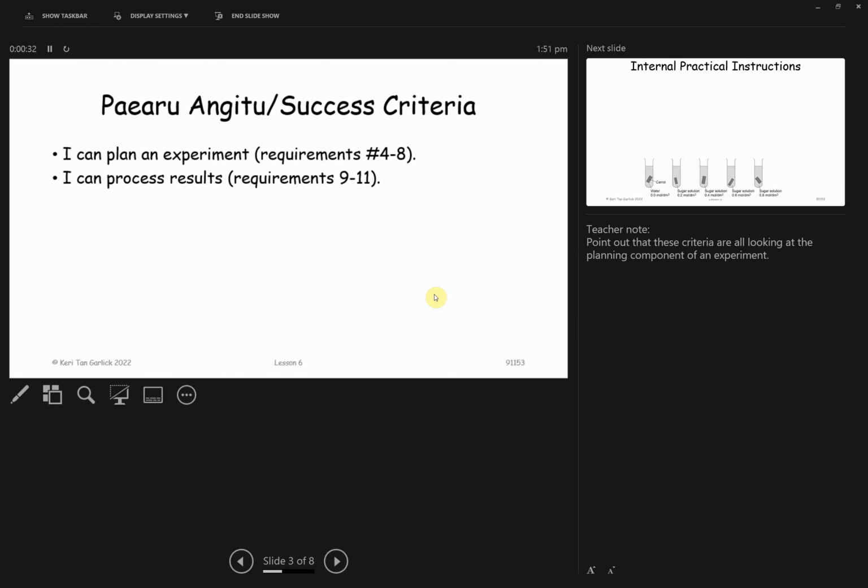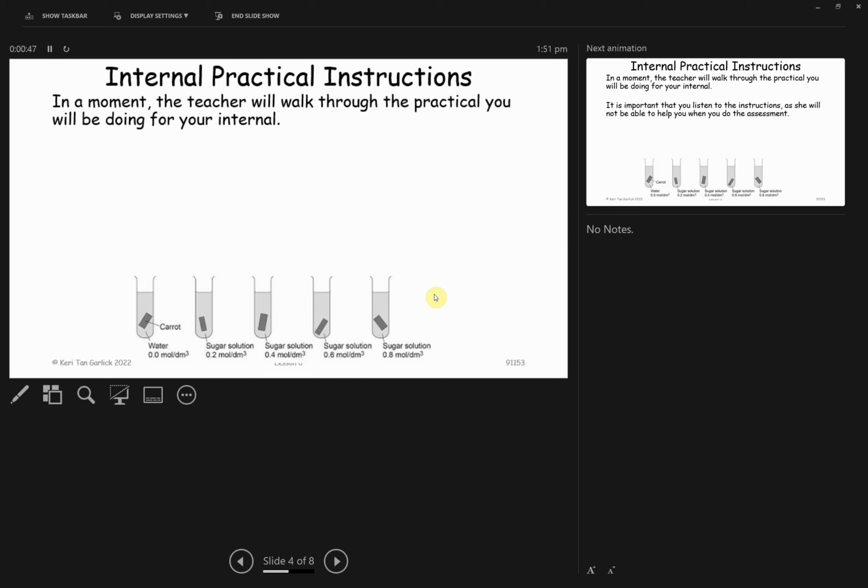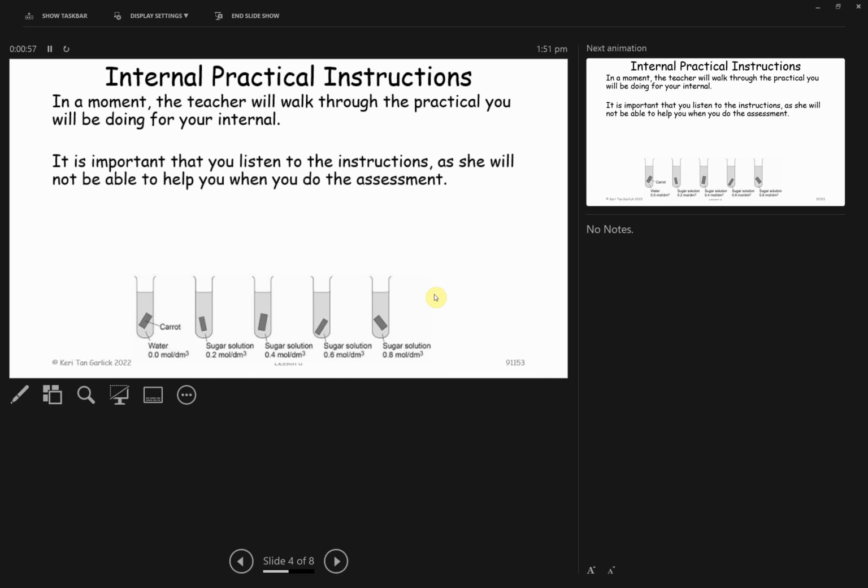All right. So basically with the success criteria, you're going to be able to plan an experiment and also process the results. All right, so let me kind of give you an overview of what we're thinking about for this practical. So in a moment, I will do a step-by-step instruction on the practical and its method and what you guys need to do. It's really important that you guys listen to these instructions because I will not be able to answer and do any verification questions when you guys do the actual practice assessment.